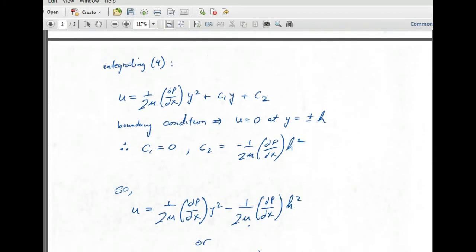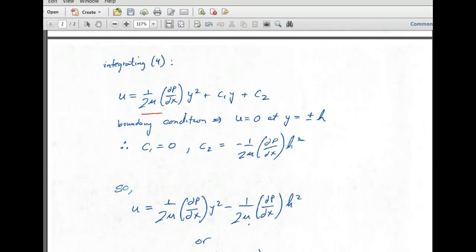We can integrate that one again, and now we get the 1/2, 1 over mu times dp/dx times y squared. So again, just picking up another y, because everything else is either a constant or a function of x. Remember to put a y in front of the constant of integration from the previous step, and we give it a new constant of integration.